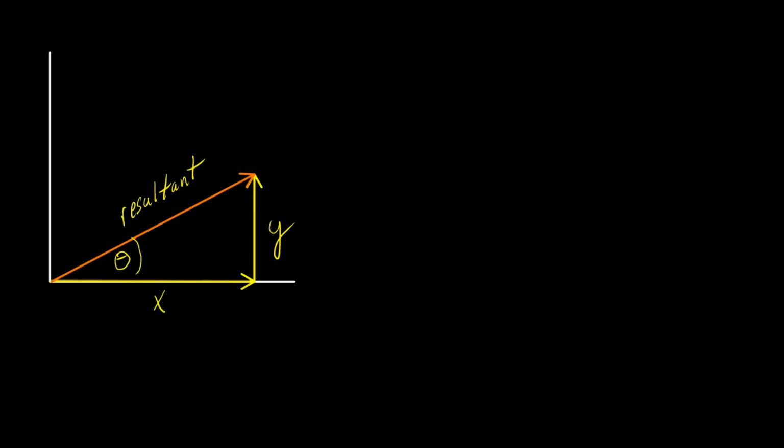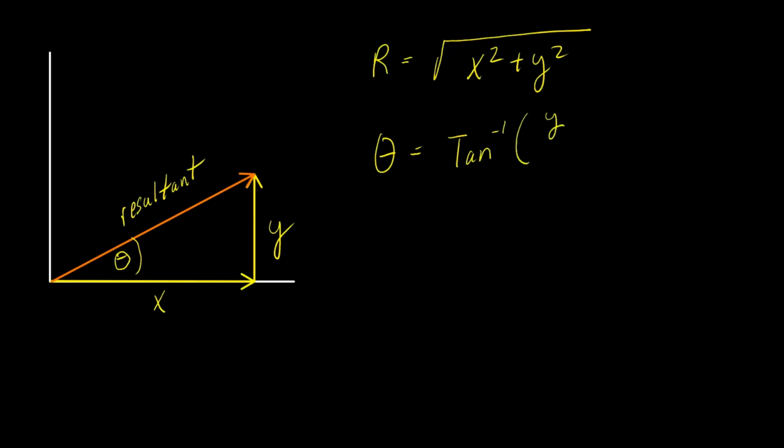So to find the resultant, I'm just going to abbreviate it with an R. So the resultant will be equal to the square root of x squared plus y squared. Okay, we're using the Pythagorean theorem here. All right, the angle theta will be the arctan of y over x. Okay, so those are the two formulas we'll use exclusively throughout this section.